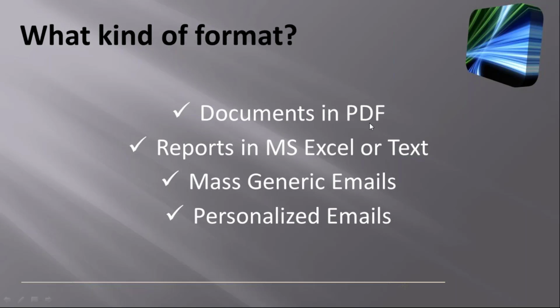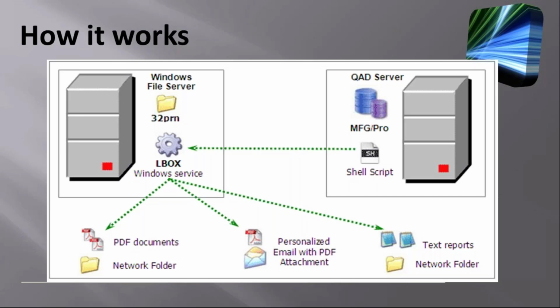Right, so the documents are in PDF format, reports could be in either PDF, Excel, or text, and LBOX generates mass emails, generic emails, or personalized emails. So how does it work? There are actually two components. The first one is a shell script that is placed onto the QID server. And the second component is the LBOX Windows service itself. It could be any Windows platform, a workstation or a server, virtual or physical.